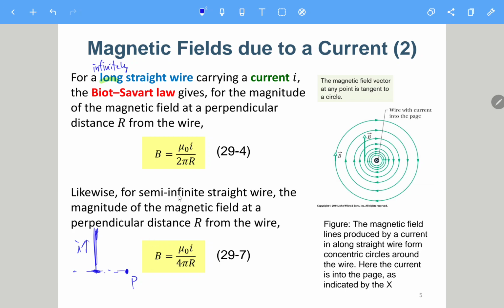Okay, so if it is semi-infinite, which means that it starts from 0 to infinity, so it's just a half straight wire, or semi-infinite straight wire, the magnitude is just half of it. Very straightforward, because these two halves are symmetrical to each other, so both of them will contribute half of the B field for this point.